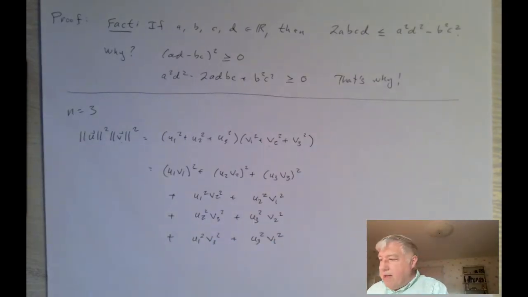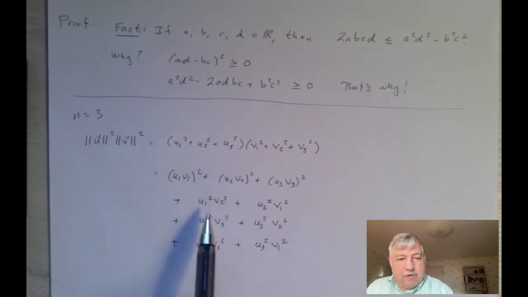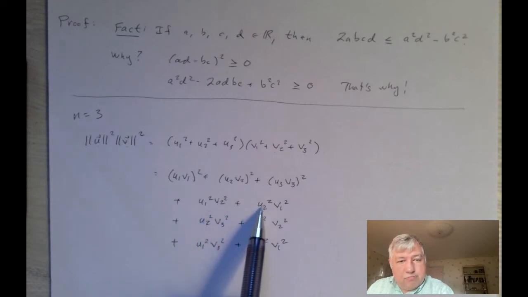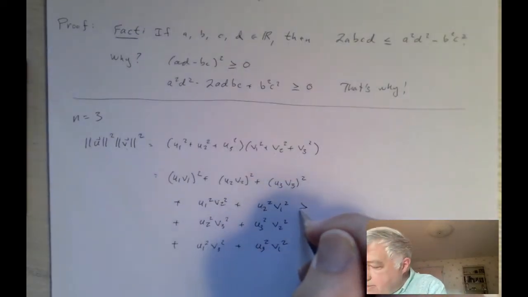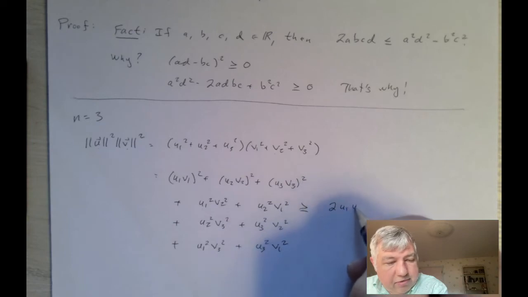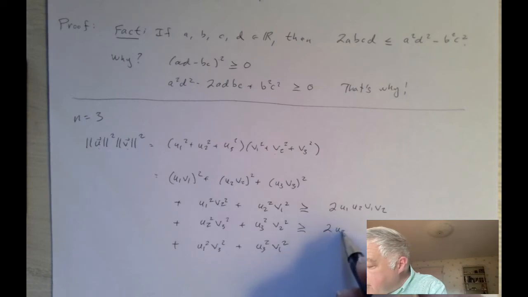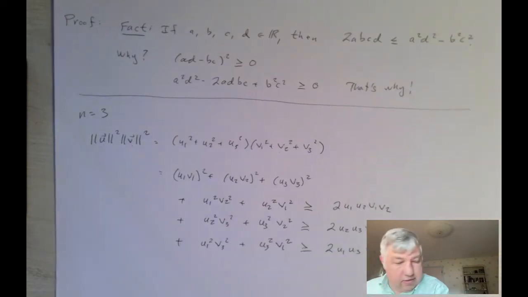And then this is where we're going to be using our fact. In this first case, let A be u1, D be v2, B be u2, and C be v1. So this is going to be greater than or equal to 2 u1 u2 v1 v2. This will be greater than or equal to 2 u2 u3 v2 v3. Now this is going to be greater than or equal to 2 u1 u3 v1 v3.